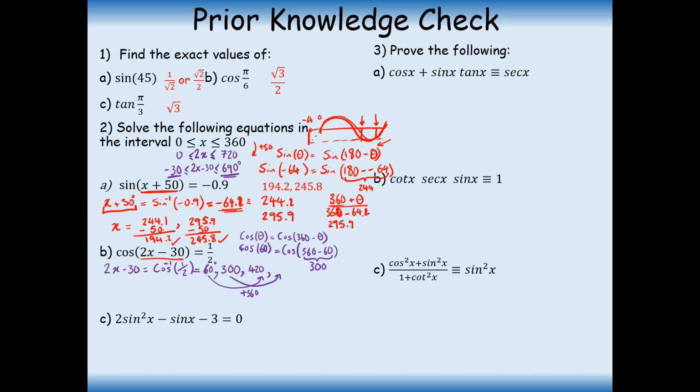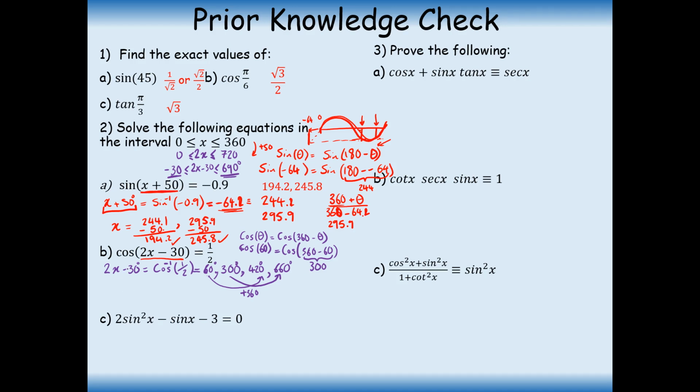So we have 300 plus 360, which leaves us with 660. That is just under 690, which is fine. Now, we're not quite finished because what we found here is that these four answers are 2x minus 30 degrees. We want to solve for x.